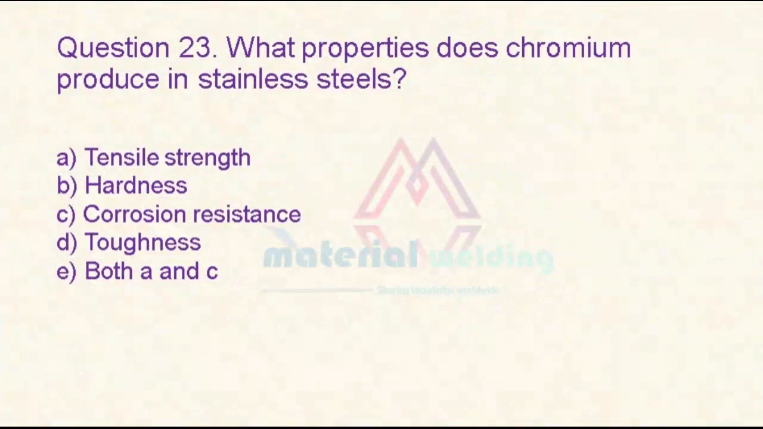Question 23. What properties does chromium produce in stainless steels? A. Tensile strength. B. Hardness. C. Corrosion resistance. D. Toughness. E. Both A and C.